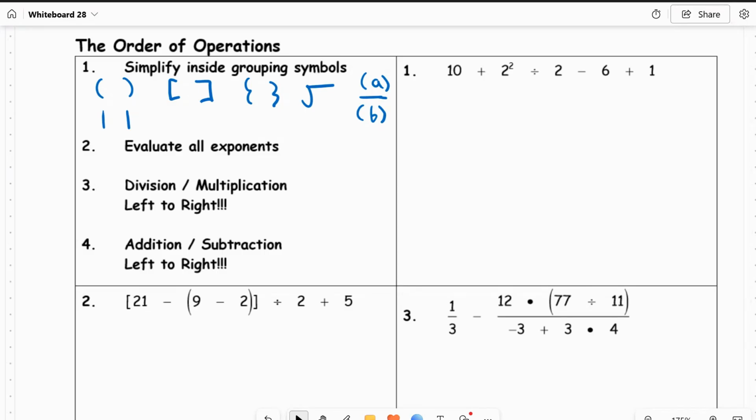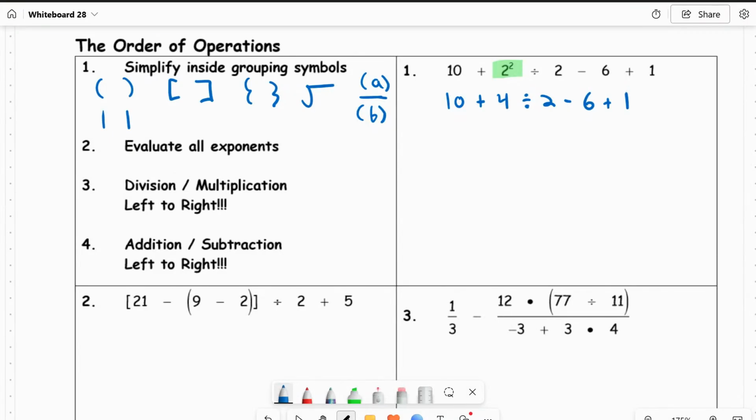So number 1, there are no grouping symbols. So we'll evaluate exponents. We only have one exponent, which would be 2 squared. So I have 10 plus 2 squared. 2 times 2 is 4, divided by 2 minus 6 plus 1.